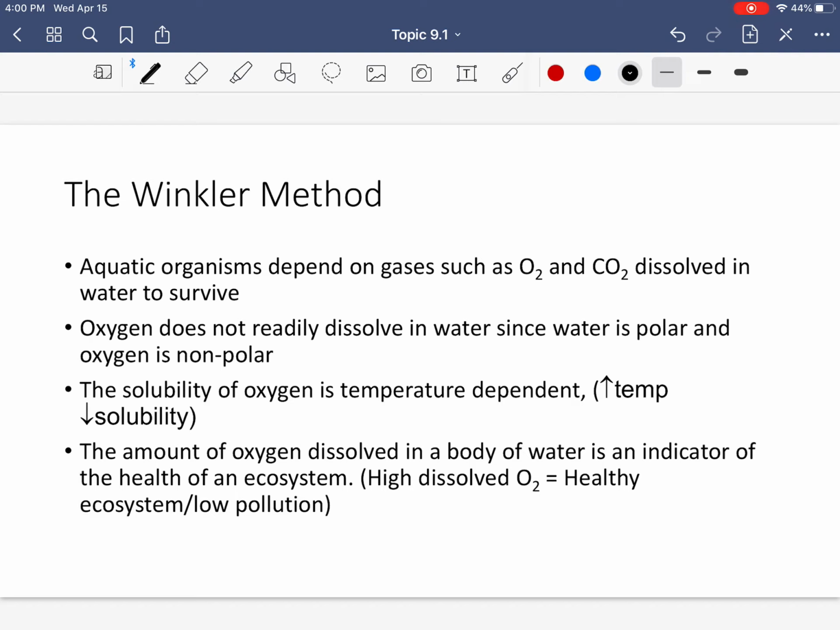Now the Winkler method is an excellent method used today to find out how much oxygen is in a sample of water, or how much CO2 is in a sample of water. But we're going to put our attention towards oxygen. Now, why is that important? Because if there's a lot of oxygen in water, life in water will be very happy. Fish is an animal. They too breathe oxygen for aerobic respiration. Without oxygen, they're going to be in a lot of trouble.